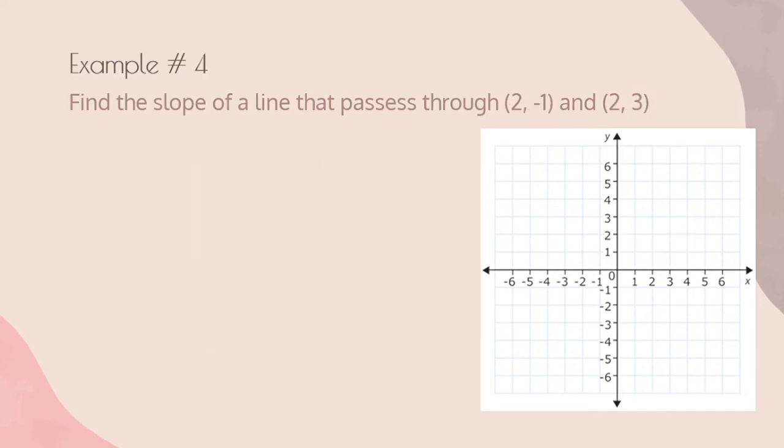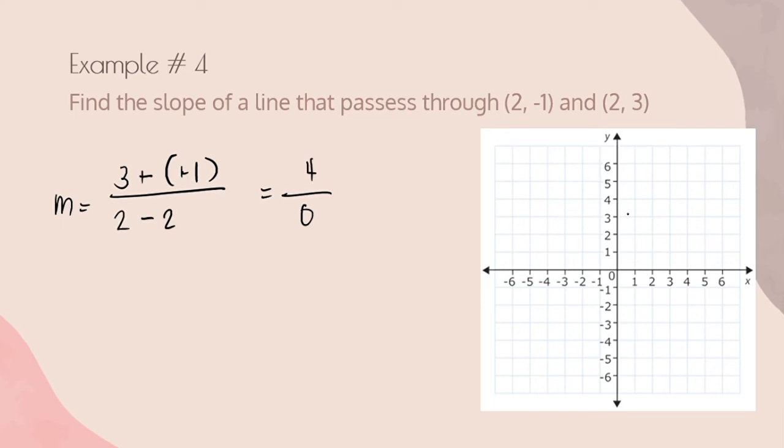So we have to find the slope of a line that passes through (2, -1) and (2, 3). So let's just substitute our values again. So we have m is equal to 3 minus -1 over 2 minus 2. Okay, so we have 3 plus 1, because again, this will be changed. So 3 plus 1, that would be 4 over 0. So let's see if when we graph it, there will be a slope.